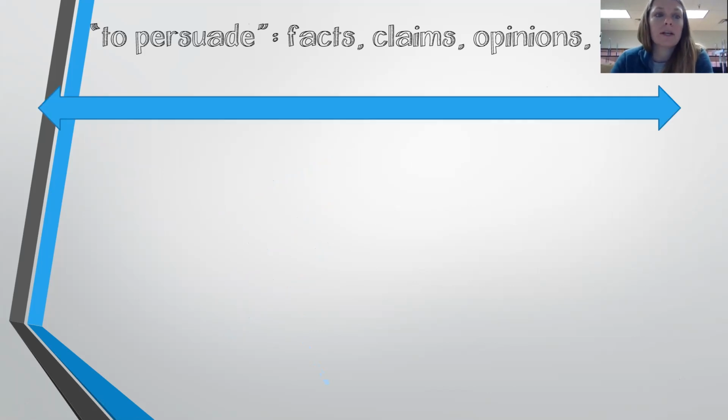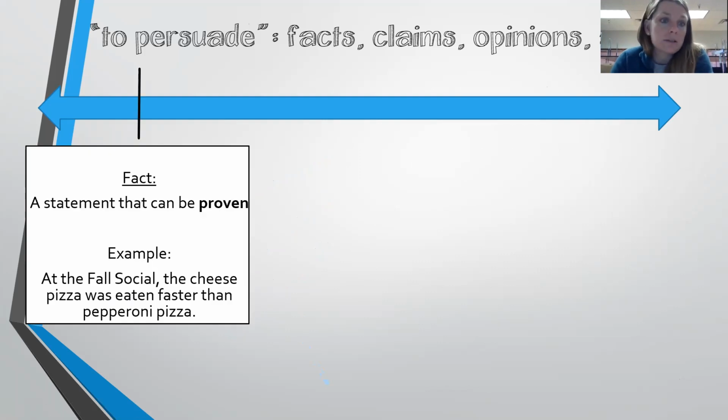Okay, let's look at that more in depth. To persuade: facts, claims, opinions, and bias. This is really important, and we're going to talk about this all year. There is a spectrum, which means a range, so from left to right here, and facts, claims, and opinion all fit on that. A fact is a statement that can be proven.